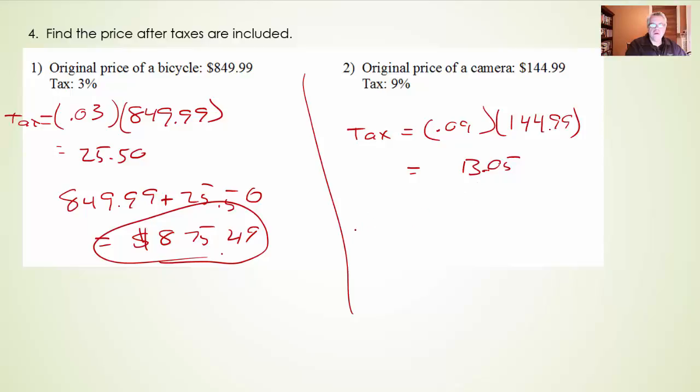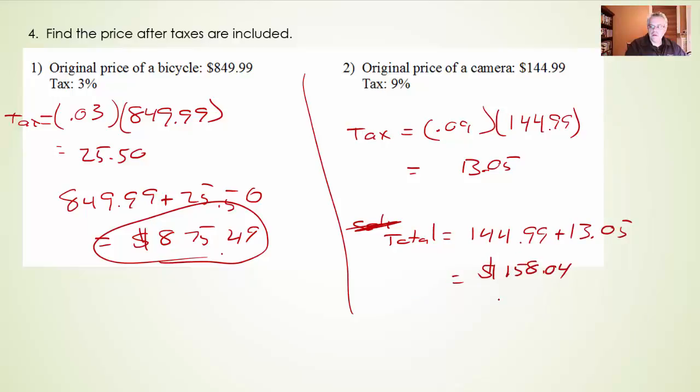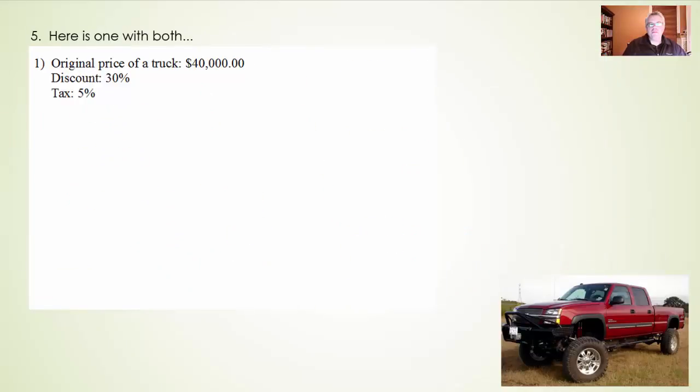Okay, so the sale price, or the total price, I guess, it's not on sale, will be 144.99 plus 13.05. You're going to pay $158.04 for that. Okay, yeah, one more. This is our last example. Some problems have both. Now, there are still even some more shortcuts we can take. Maybe we'll talk about that later, or maybe you know them already. I'm going to kind of stick to what we're doing.